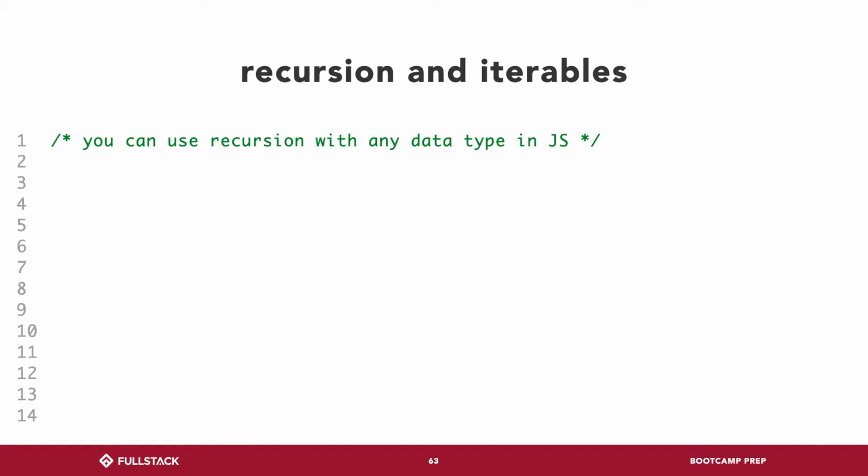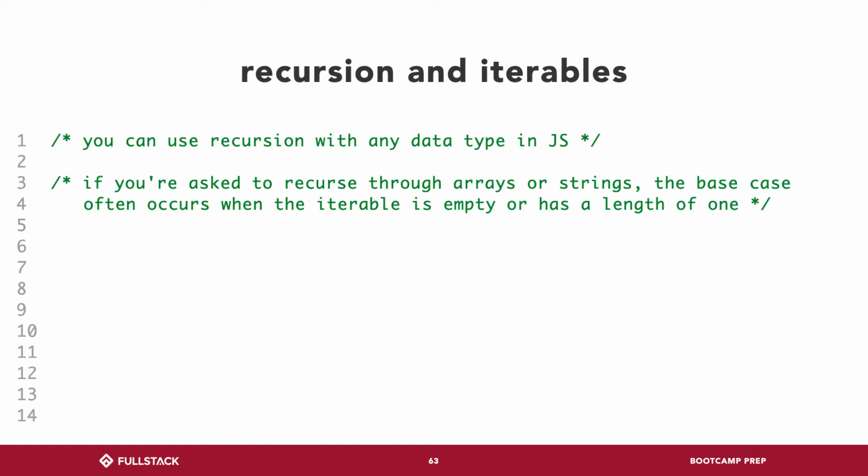So, you can use recursion with any data type in JavaScript, not just numbers and adding things and multiplying things. So if you're asked to recurse through arrays or strings, the base case often occurs when the iterable is empty or has a length of 1, right?